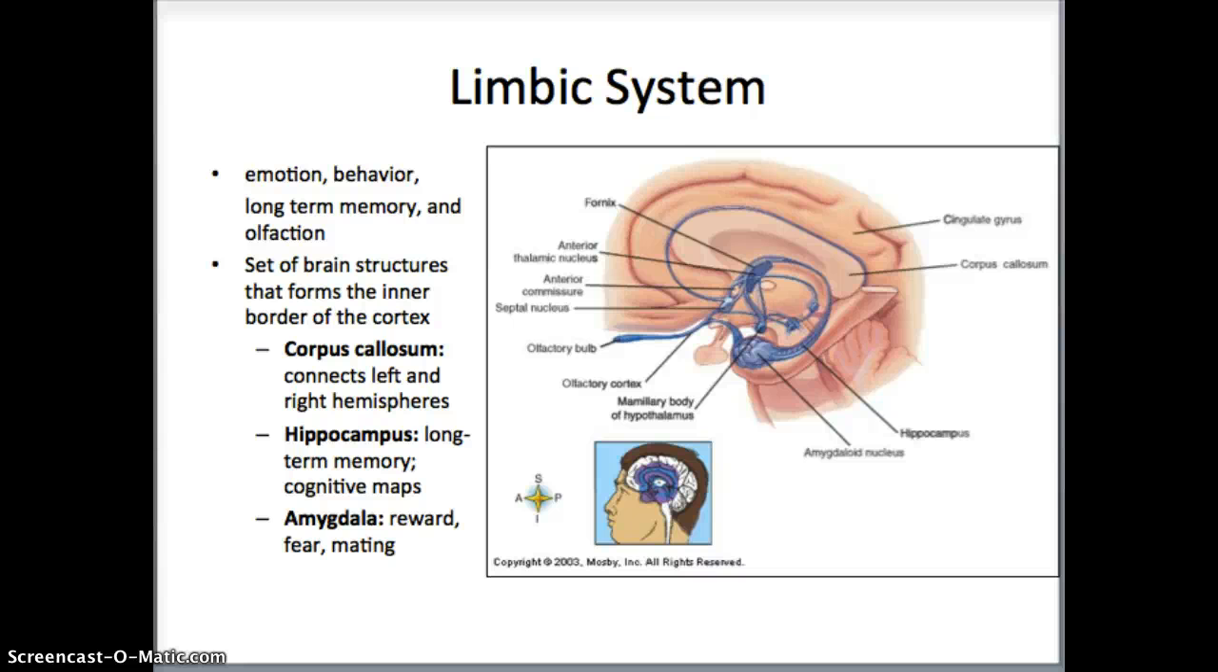So the limbic system is a set of brain structures, so it's not just one structure, it's a system of structures. It involves the corpus callosum, which was that bundle of nerve fibers connecting the right and left hemispheres. It also includes your hippocampus, which is your long-term memory, and your amygdala, which is your area responsible for your reward, your fear, and your mating responses. It's in control of your emotions, behaviors, long-term memories, and your olfaction, mostly your smelling.